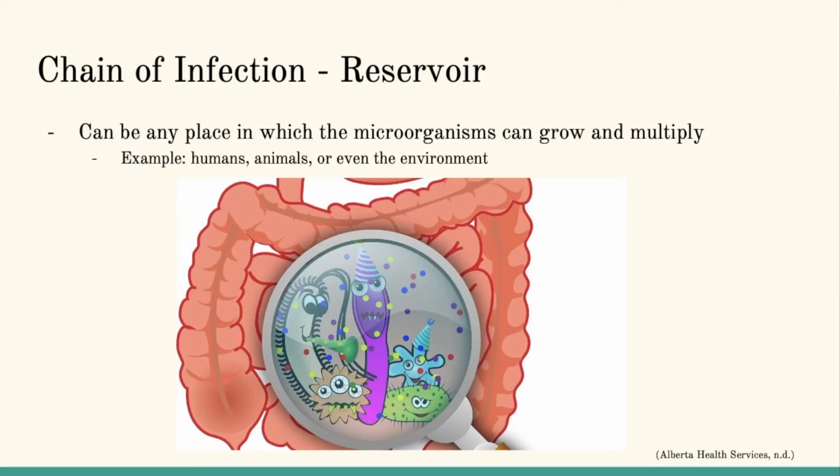So the next link is the reservoir. It can be any place in which the microorganisms can grow or multiply. It can be each of us, humans, animals, or even the environment, like a doorknob. Or in our unit's case, I think we had issues with sink drains that were developing a biofilm and causing a risk of transmission to patients. So there are lots of things in the environment that can act as a reservoir.